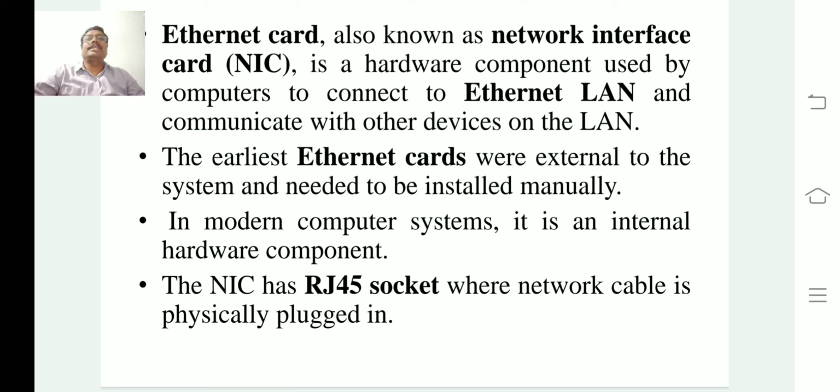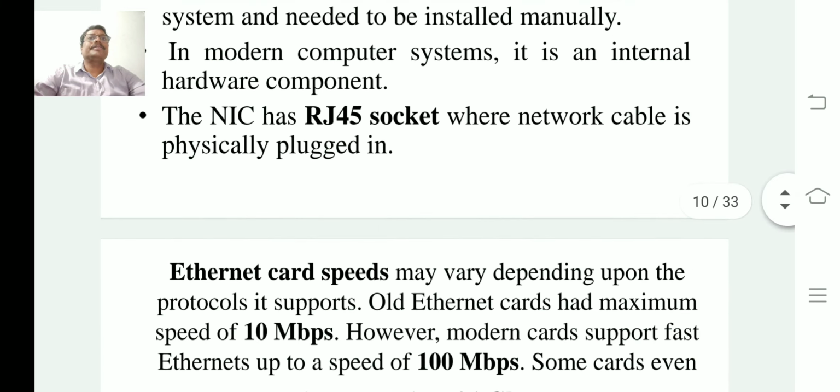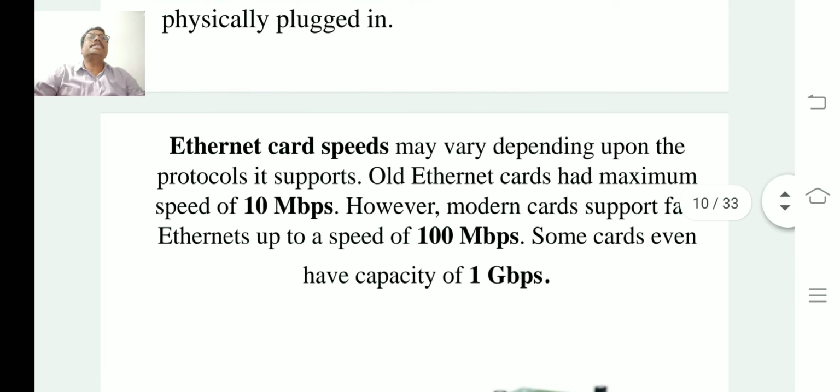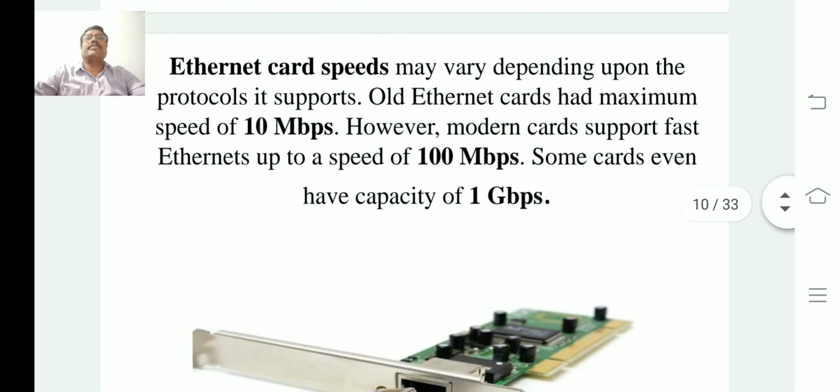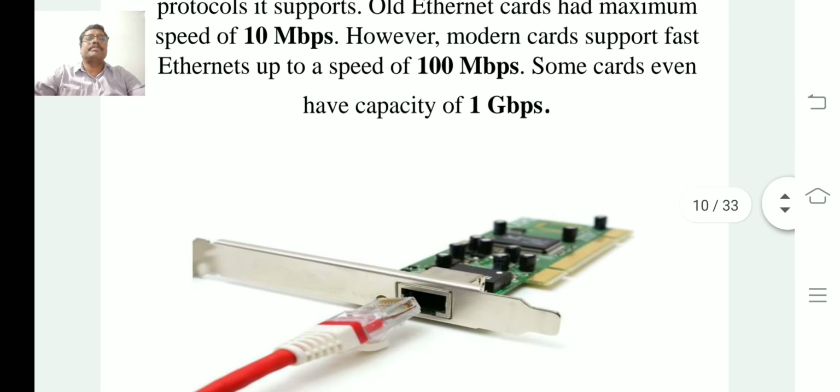You can easily connect the RJ45. Ethernet card speeds may vary depending upon the protocols they support. In olden days the maximum supported was 10 Mbps. However, modern cards support Fast Ethernet up to a speed of 100 Mbps. Some cards even have a capacity of 1 Gbps, gigabits per second.